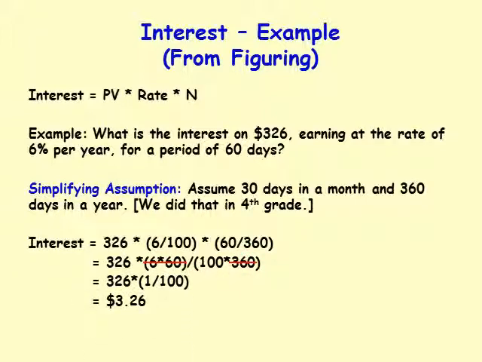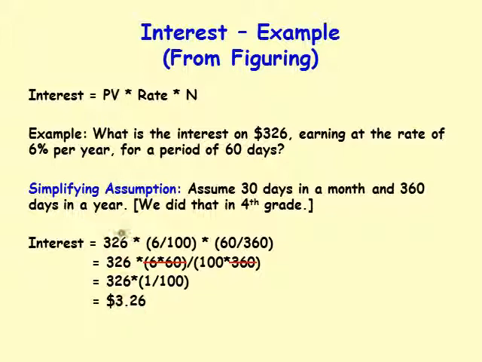That gave me 326 times 1 divided by 100. When you extract a factor of 360 from the numerator, it leaves a 1, and when you extract a factor of 360 from the denominator, it leaves 100. And that is equal to $3.26. So in this example, my number of days is 60, the interest rate is 6% per year, and we just take the number $326 and move the decimal place 2 places to the left.